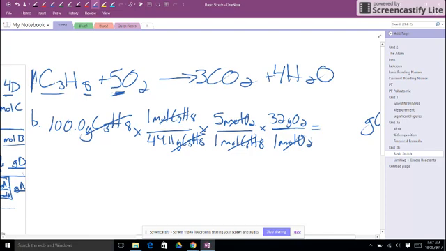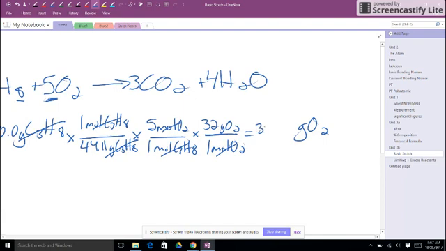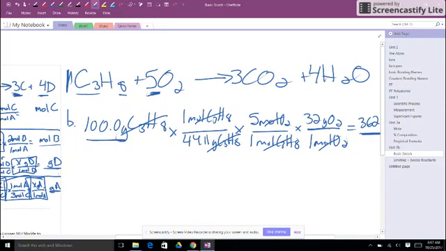So now we take 100, we divide it by 44.11, we multiply it by 5, then we multiply it by 32, and we get 362.7 grams of oxygen.